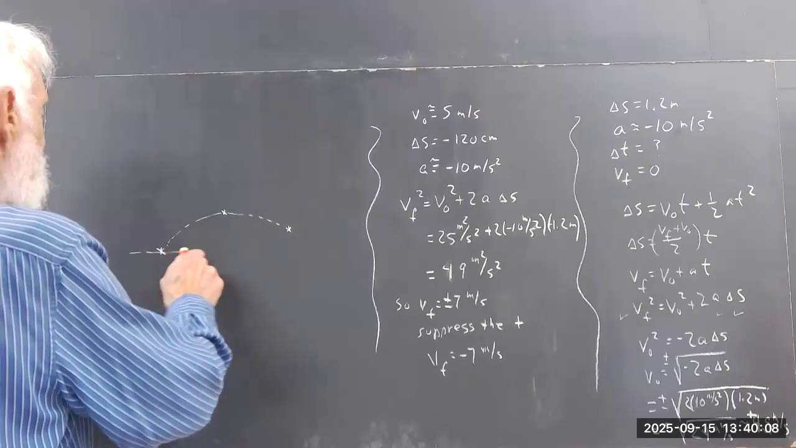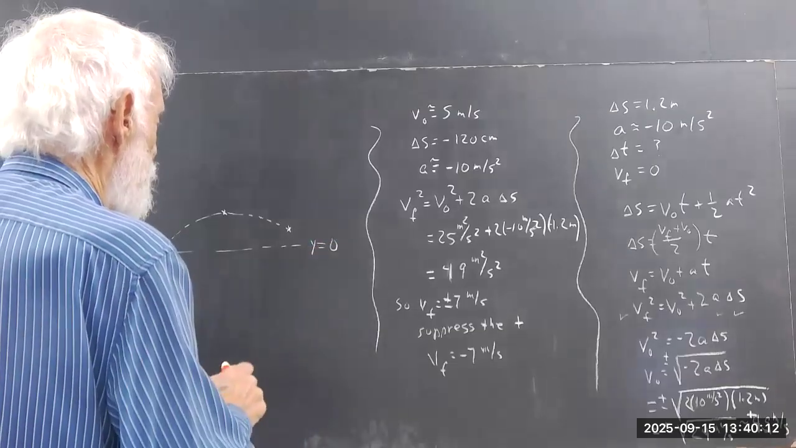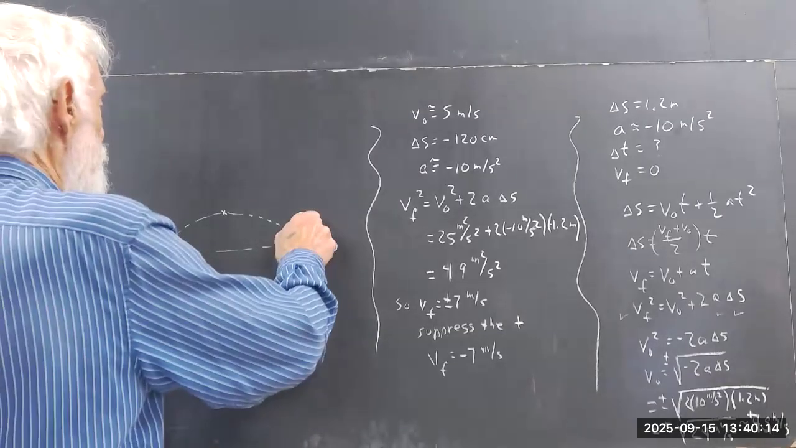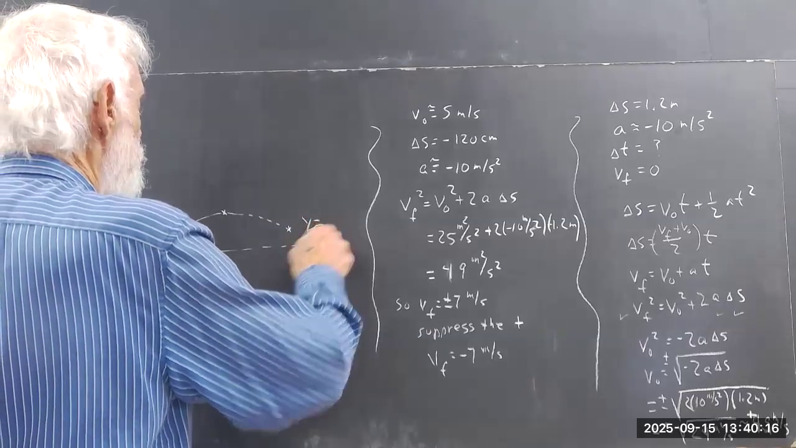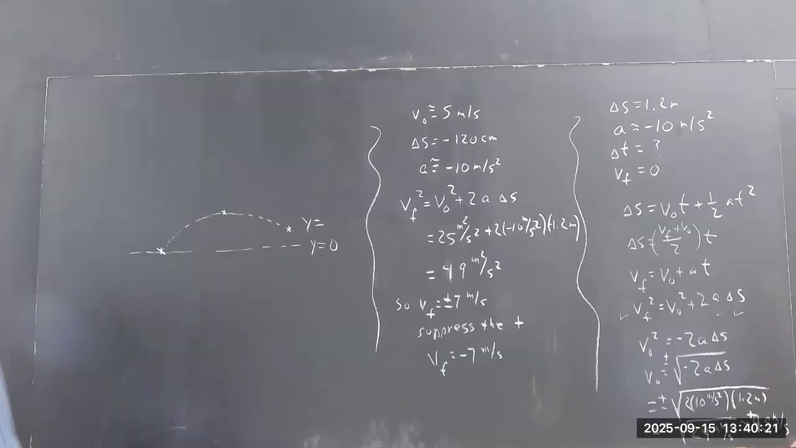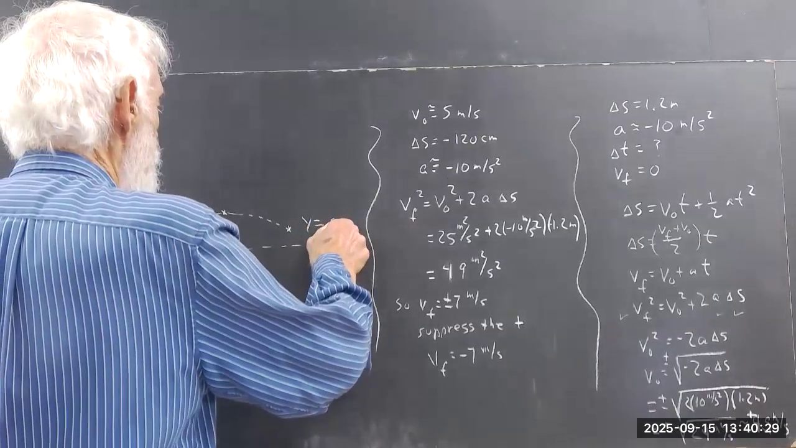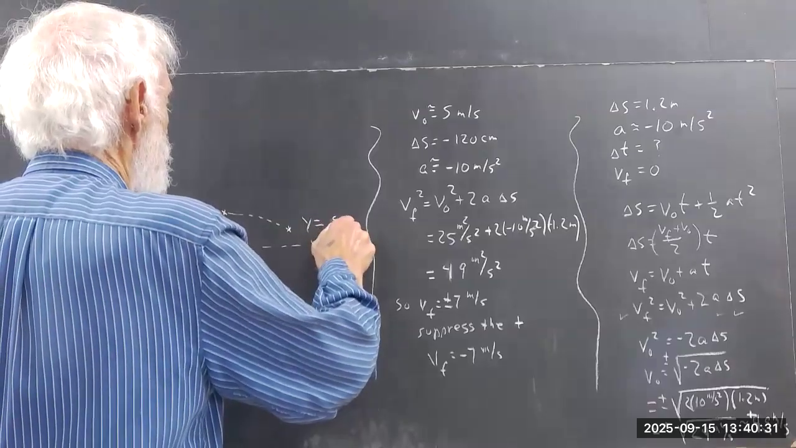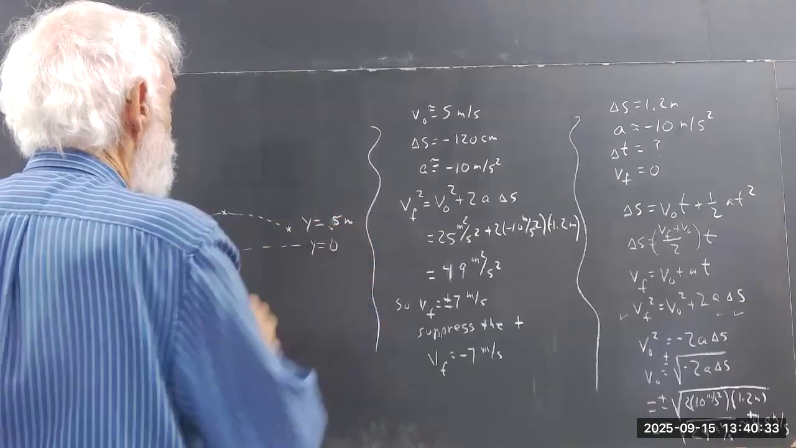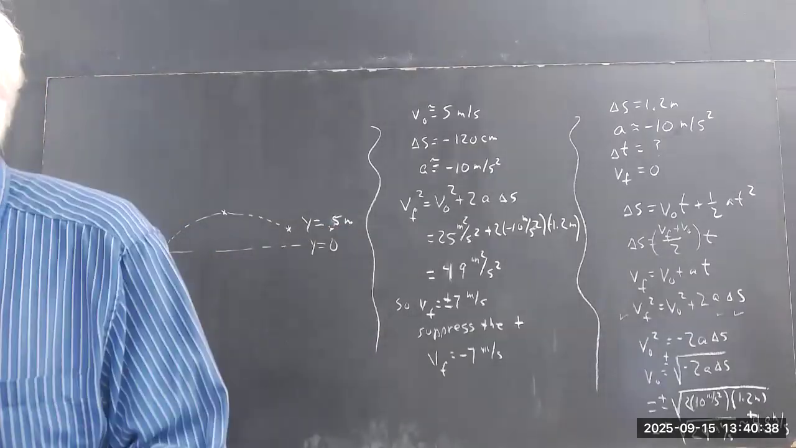Well, we'll call this y equals 0. I threw it from about here, and I caught it about here. That's about 50 centimeters. I don't think it's quite a meter. We'll use easy numbers. Okay, here y is 0.5 meters. Now, how high did it go?